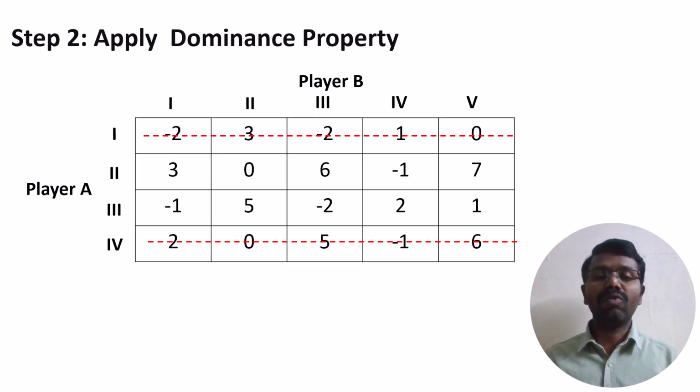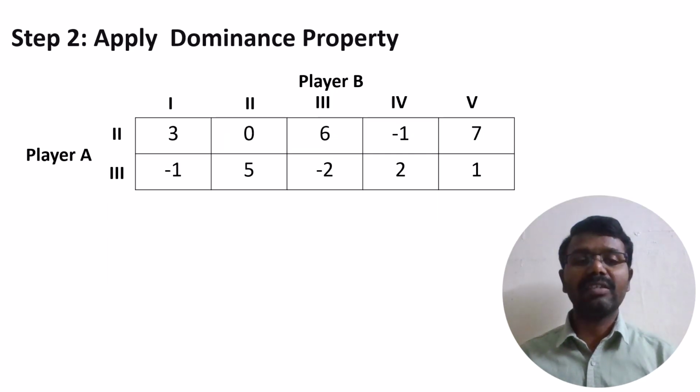So now we have only a 2 by 5 matrix. Let us write the payoff matrix separately. This is the payoff matrix for the 2 by 5 matrix. Now let us go to the column reduction, because we already compared the second strategy with the third strategy, and neither is dominating the other. So we will see the column reduction by the dominance property.